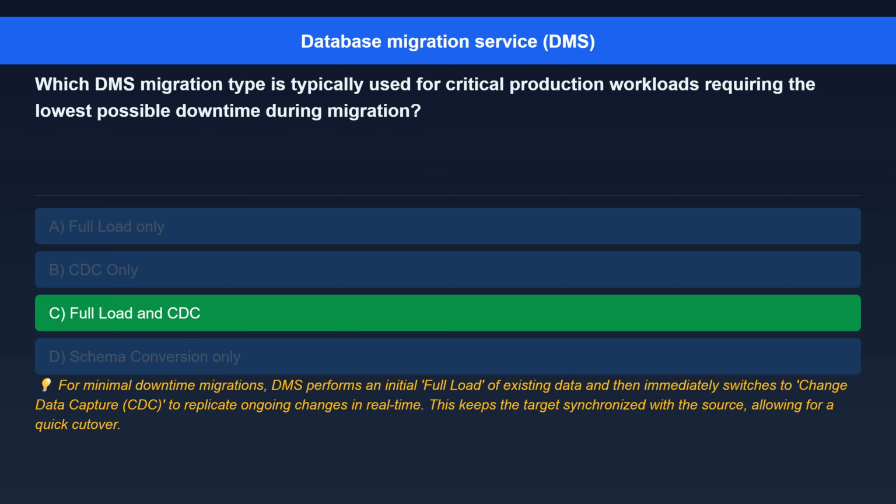The correct answer is full load and CDC. Here's the explanation. For minimal downtime migrations, DMS performs an initial full load of existing data and then immediately switches to change data capture, CDC, to replicate ongoing changes in real time. This keeps the target synchronized with the source, allowing for a quick cutover.